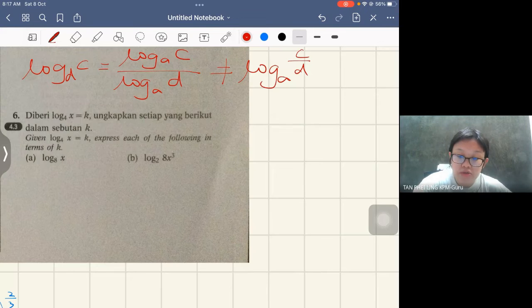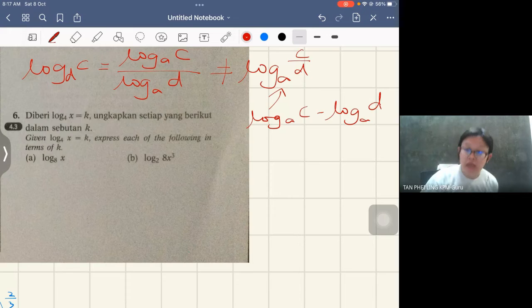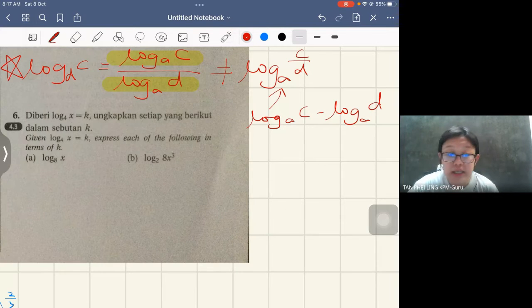Because this thing on the right can open to log A C minus log A D. Do you get me? And this one on the left is you are changing the base, so it's the whole log divided by the whole log. Do you get me? So they are different. I need to clarify with you. Please take note here. I'm going to put a star here. I need you to really understand this part.